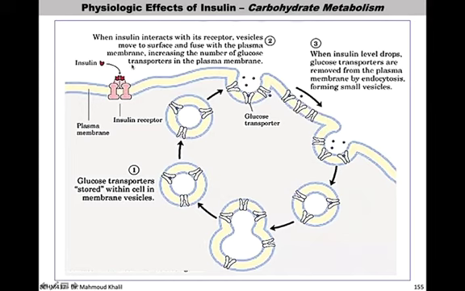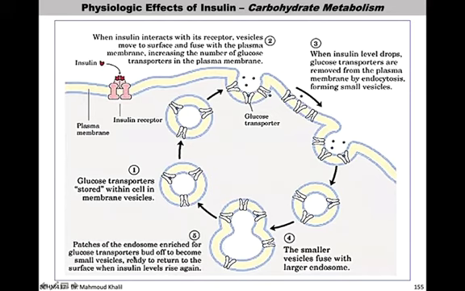When the insulin level drops, meaning the blood sugar level has returned to normal, these glucose transporters are removed from the plasma membrane by the process of endocytosis, forming again small vesicles. The smaller vesicles fuse together to form a large endosome. Finally, these patches of endosome, full of glucose transporters, bud off to form small vesicles, ready again to merge with the plasma membrane when the levels of insulin are high in the blood.